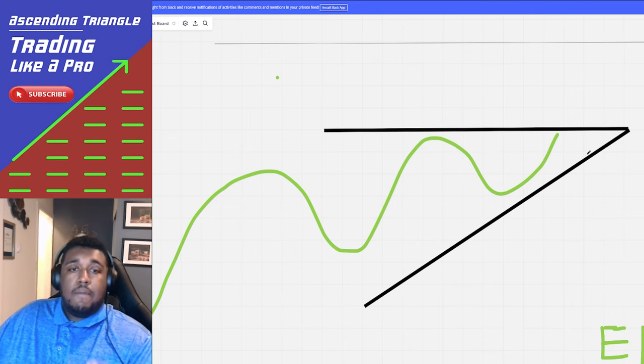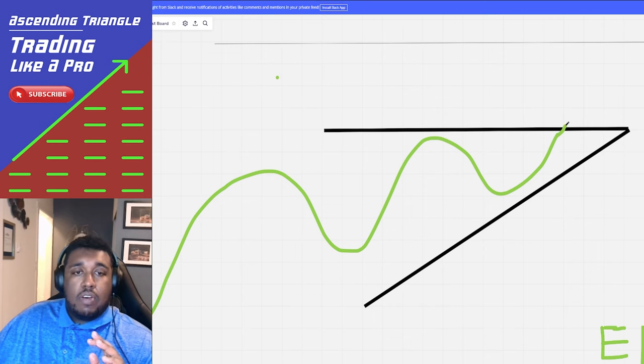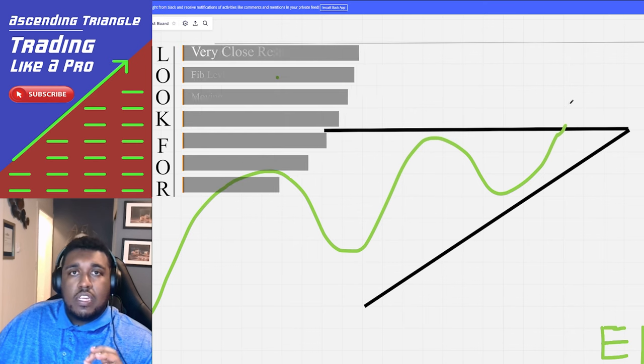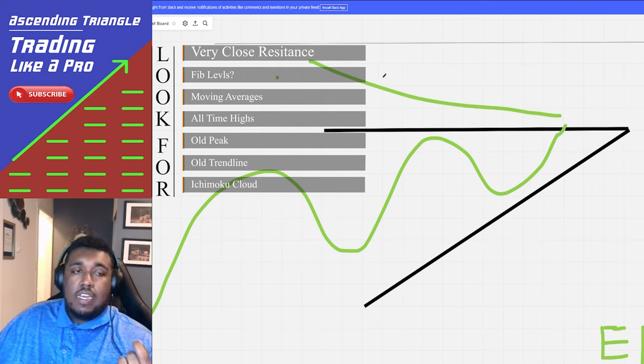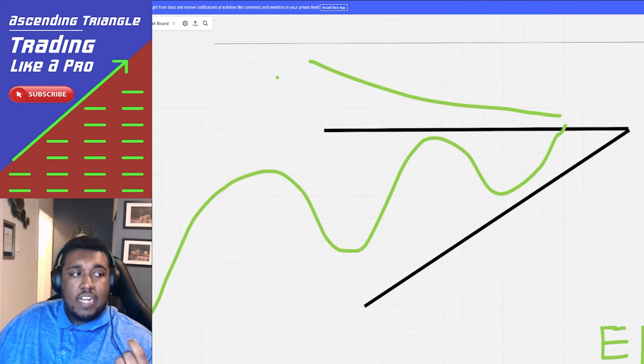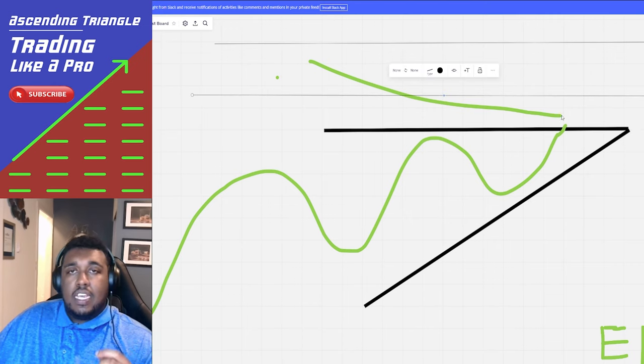All right, now when it breaks out, you're going to be looking for two things. Is there any resistance really close by? And by really close by, I mean within like 2 to 3%. Is there a moving average like that? Or is there maybe a Fibonacci line or so? If there's any of those things right there, you're not going to be buying on the breakout of the actual pattern.